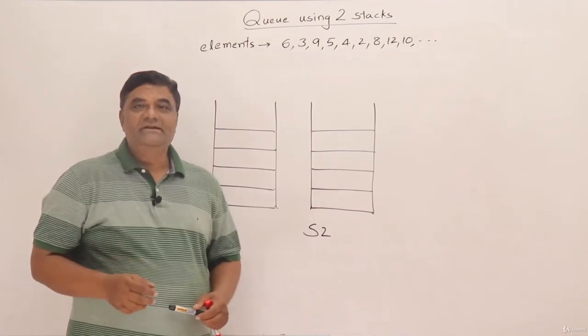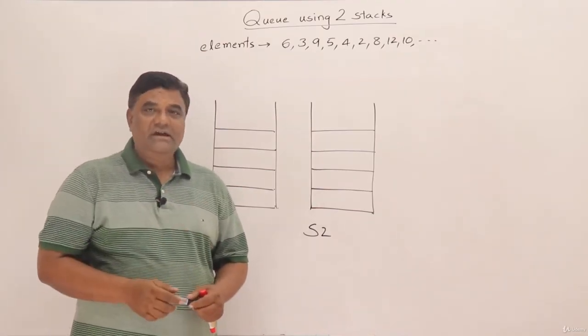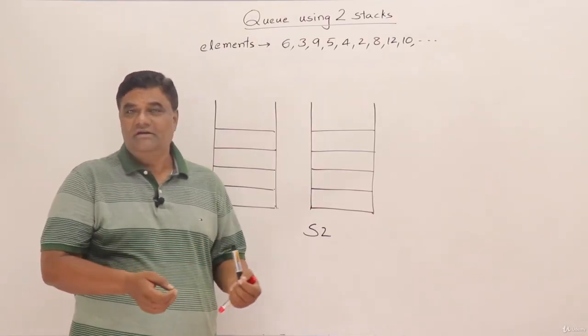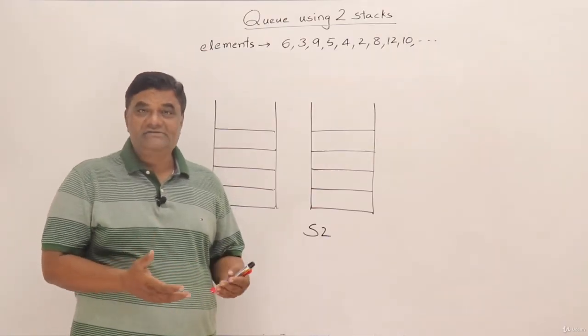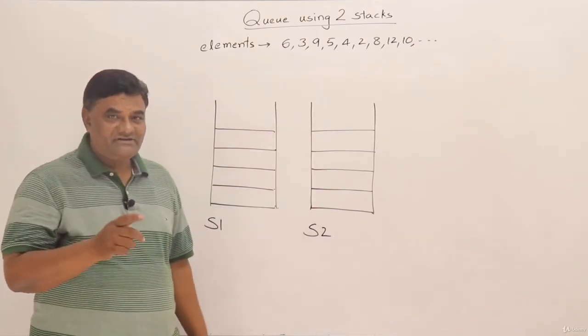Now our topic is implementation of a queue using 2 stacks. Actually, queue itself is a data structure. We can implement it using array or else using linked list. But if we have 2 stacks, we can make them work just like a queue. Let us see how it is possible.